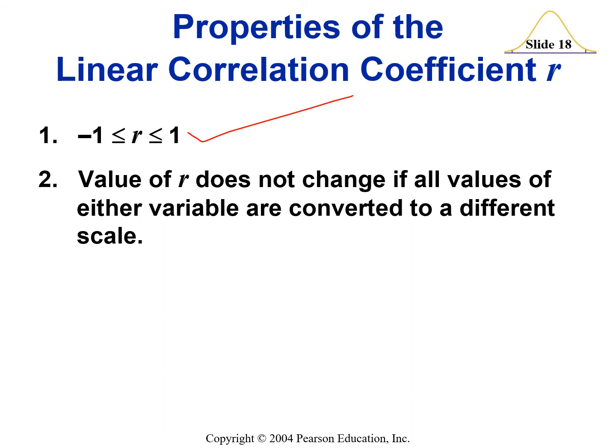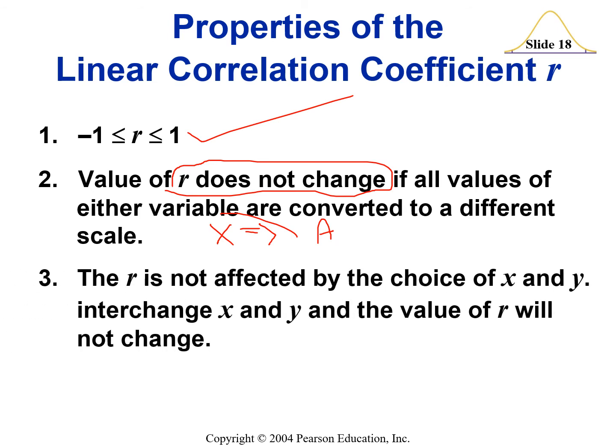It means that if all x and all y values are converted using the same value, R does not change. For example, if we add a constant number a to all values of x, and also add a constant number a to all values of y, R still remains the same. Number three, R is not affected by the choice of x and y.